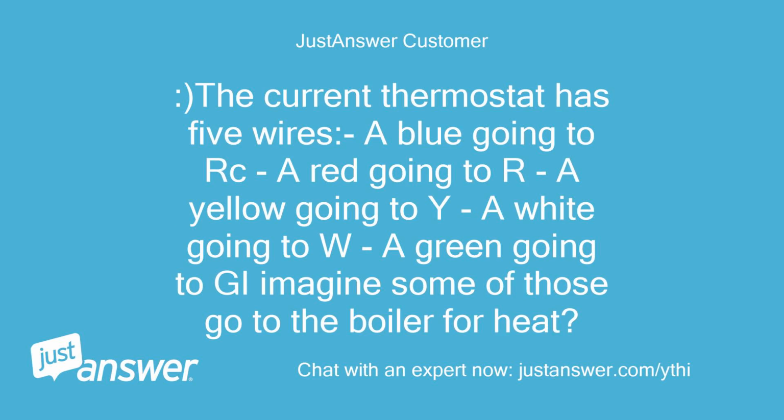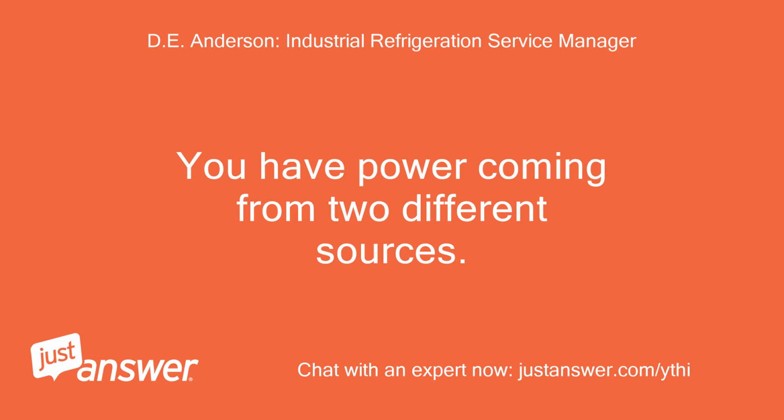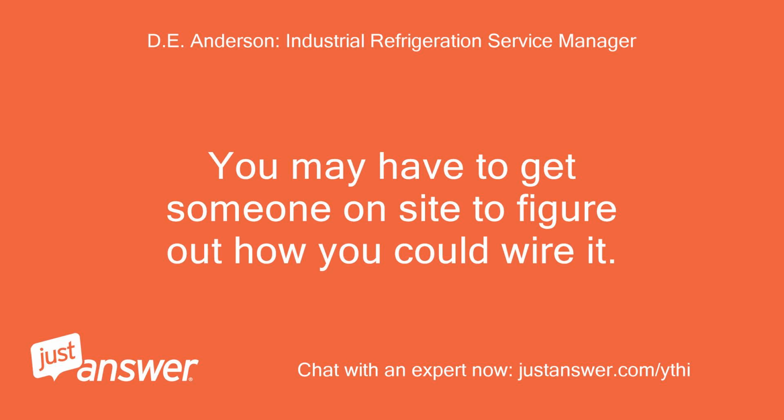The current thermostat has 5 wires, a blue going to RC, a red going to R, a yellow going to Y, a white going to W, a green going to G. I imagine some of those go to the boiler for heat? Or perhaps I didn't look in the right place for it. You have power coming from 2 different sources. You may have to get someone on site to figure out how you could wire it.